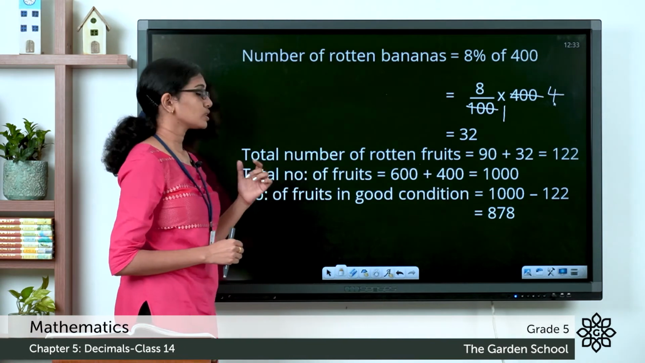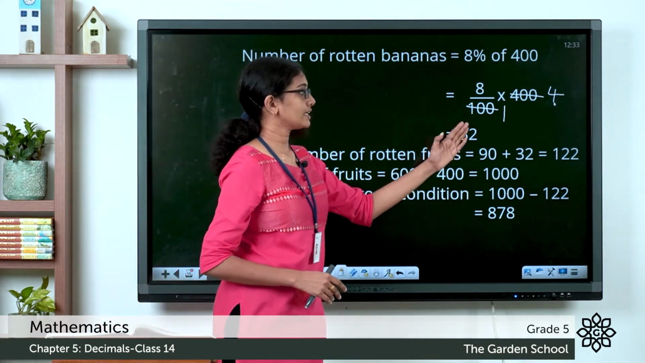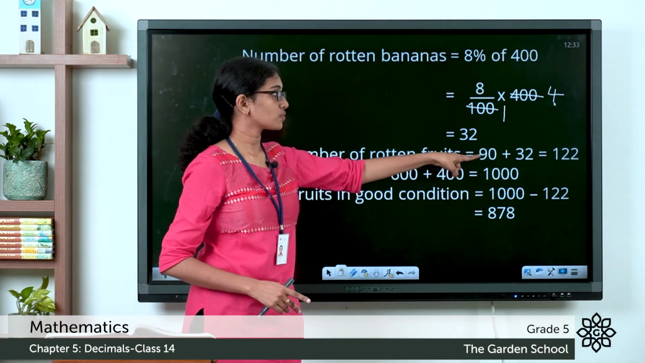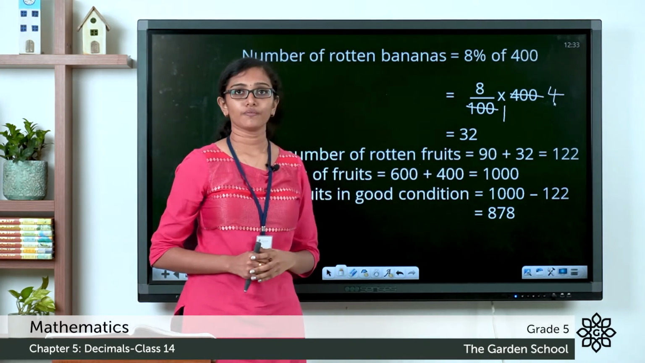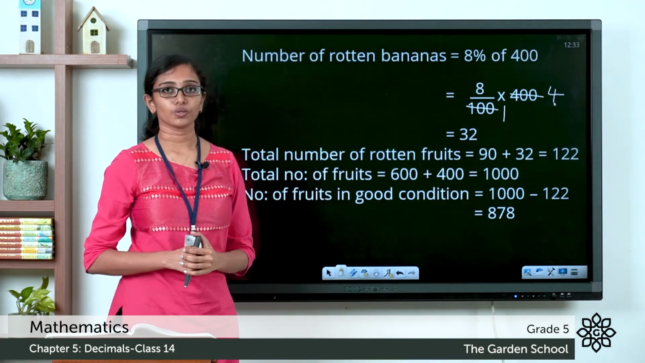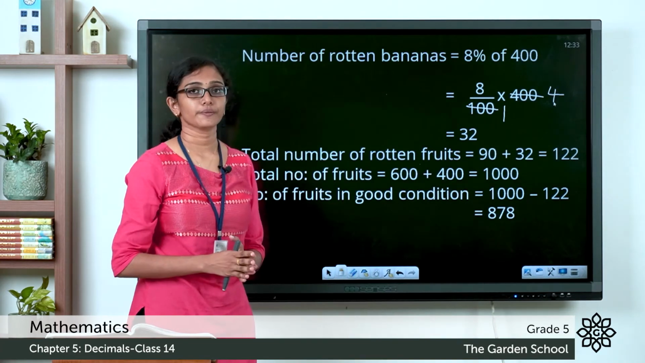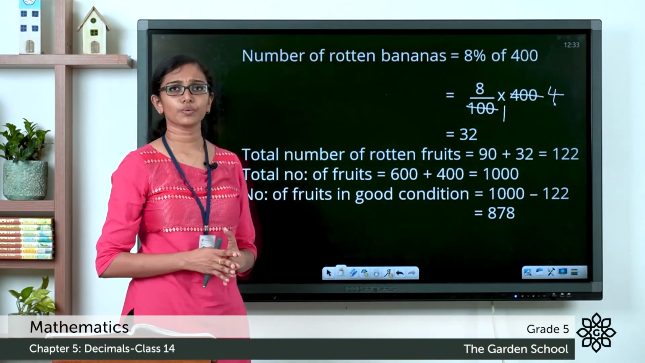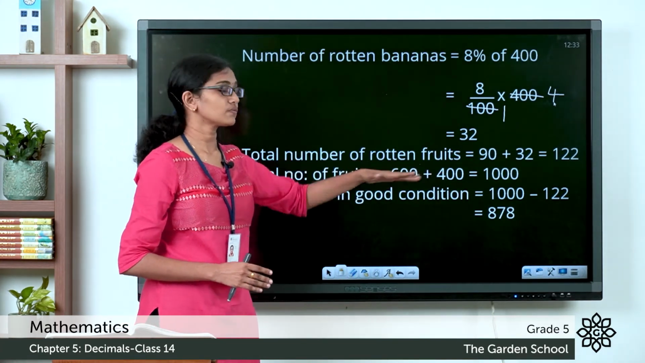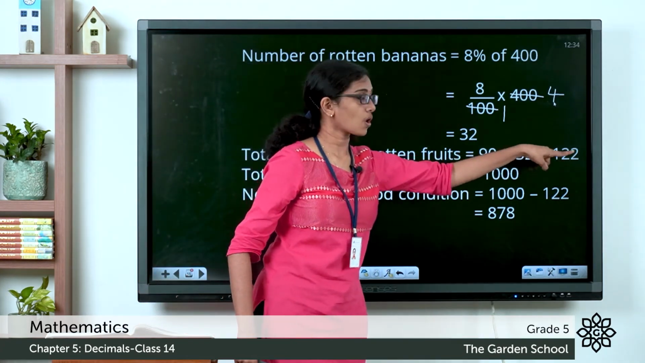And so the total number of rotten fruits is equal to 90 plus 32, the number of rotten oranges plus the number of rotten bananas, and that is equal to 122 fruits. Now we can find out the number of fruits in good condition. The total number of fruits is equal to 600 plus 400, which is equal to 1000 fruits, and this is the number of rotten fruits.